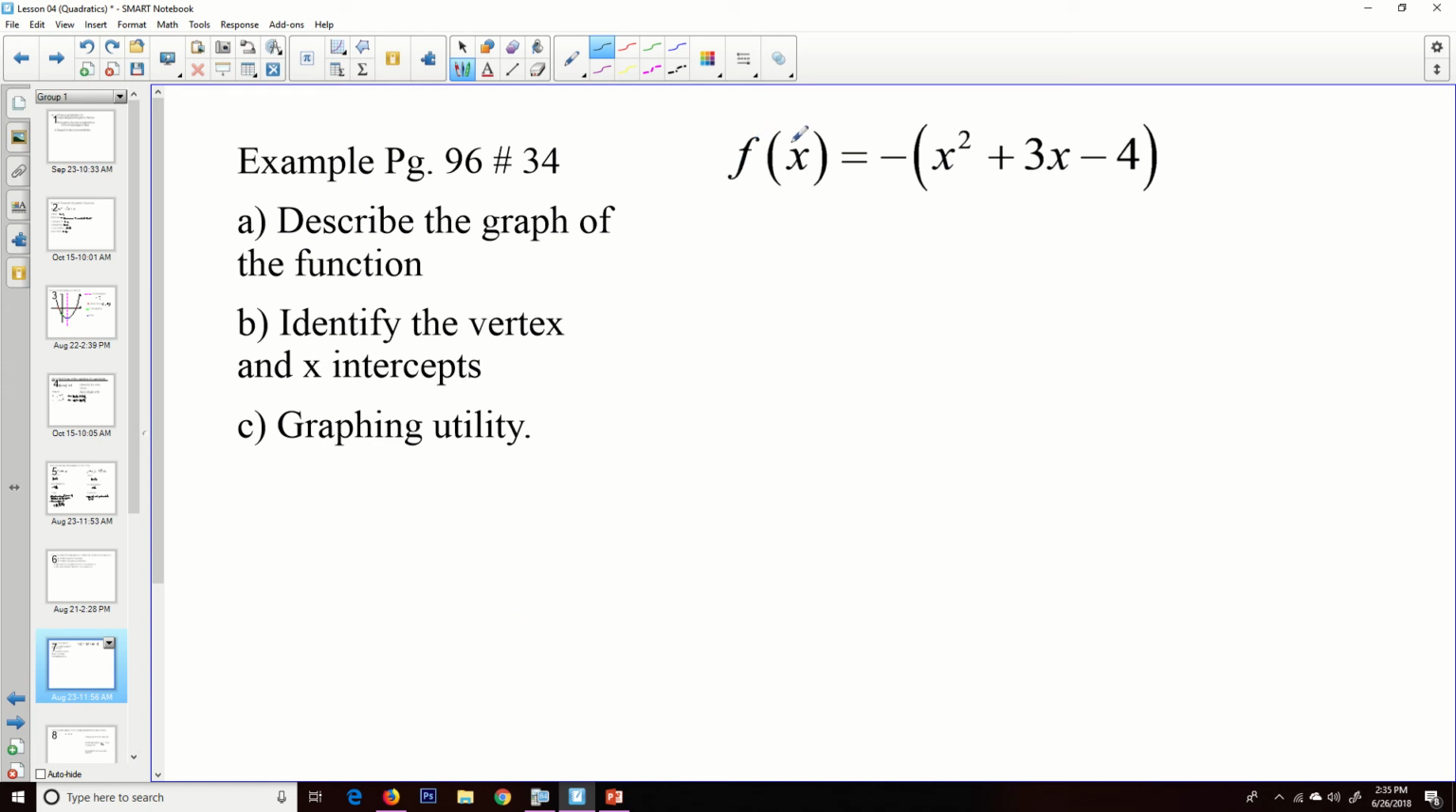So if I say f of x is equal to negative x squared plus 3x minus 4, I could distribute the negative and say that it's negative x squared minus 3x and then plus 4. We could use either one if we wanted to. And so I want to describe the graph of this function. Because the leading coefficient is negative, it opens down, and because we have an x squared term, we will say that the graph is a parabola that opens down.